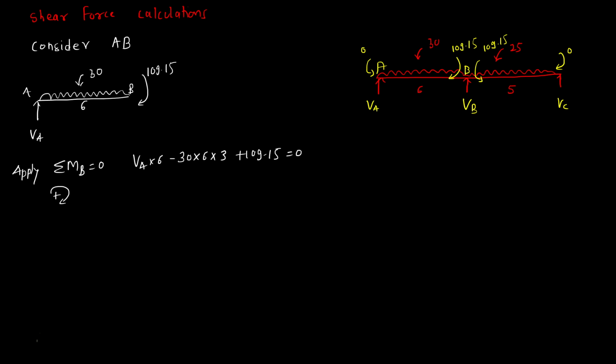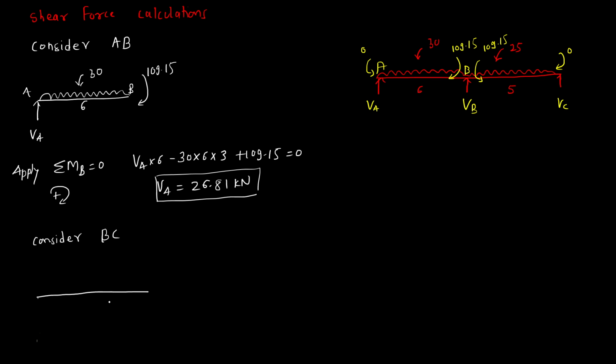So the value of VA is 26.81 kilonewton. So this is the value of VA. Similarly, now consider BC. So while considering BC, this is VC, this is B, and there is a moment. You have to note its direction from the figure only, and this UDL is 25.